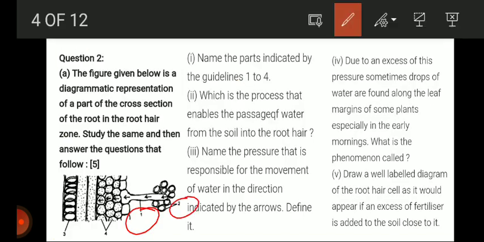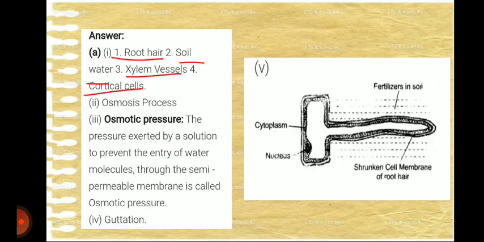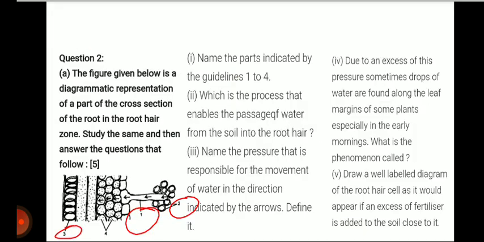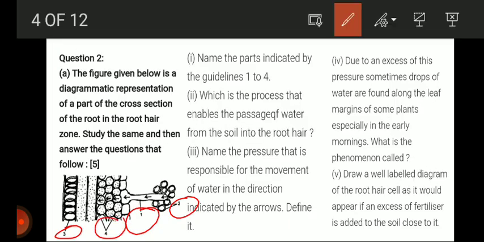Number 2, soil water. Number 3, xylem vessels. Number 4, cortical cells. Clear? Next, which is the process that enables the passage of water from soil into the root hair?